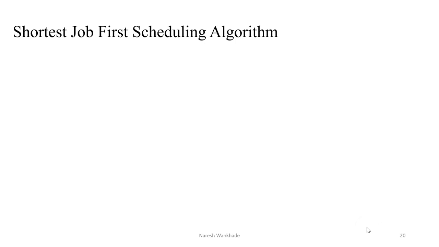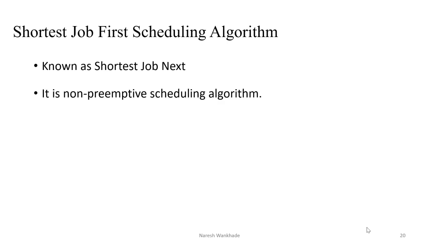Hello friends, in this video lecture, we will see the Shortest Job First scheduling algorithm. It is also known as the Shortest Next scheduling algorithm. It is a non-preemptive scheduling algorithm in which the process which has the shortest burst time will be executed first. That is the theme of the Shortest Job First scheduling algorithm.